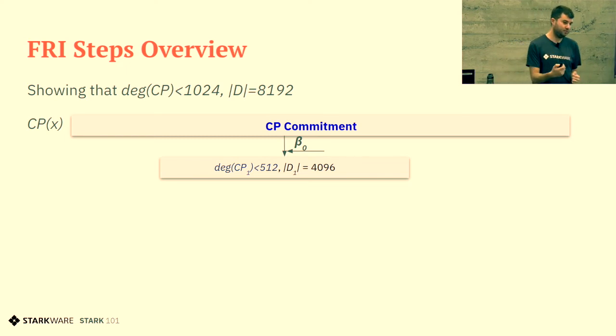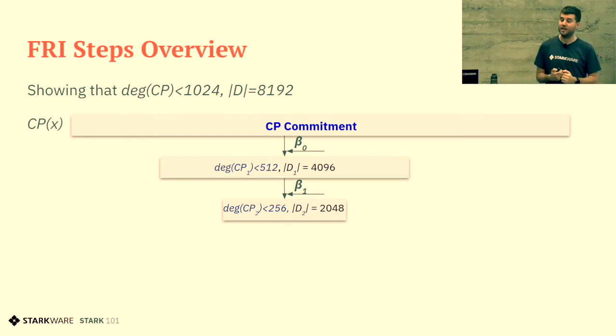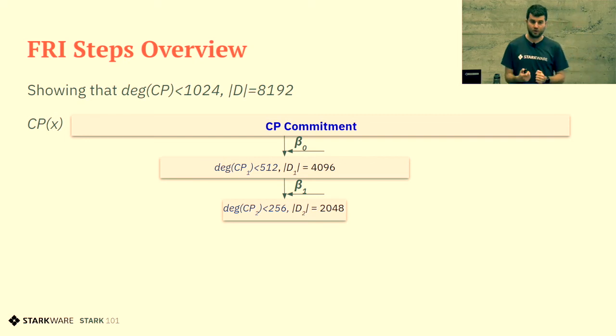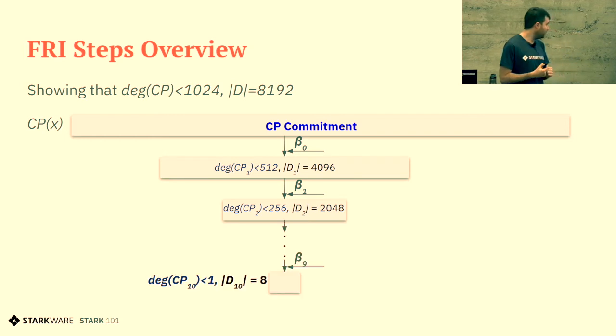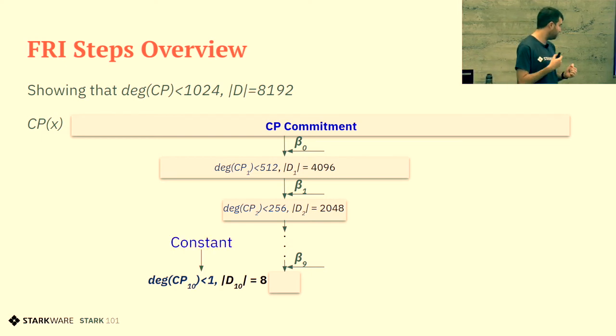We can now do it again: receive a new random beta, apply the FRI operator, and get a new function which will be called CP2. And now we need to show that CP2 is close to a polynomial of bounded degree 256, where the domain size is 2k. We can do it repeatedly, again and again, until we reach the point where we need to show that a new function, called CP10, is close to a polynomial of bounded degree 1. At this point, we actually got a constant, because a polynomial which is bounded by degree 1 is actually a constant. And at this point, we can stop.